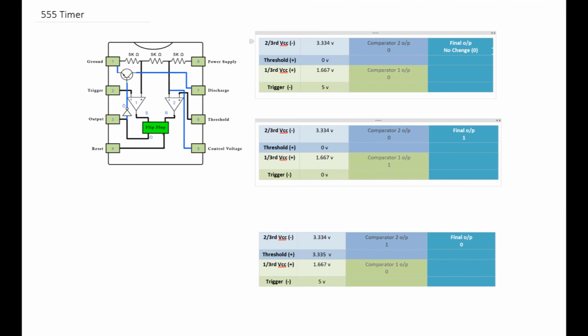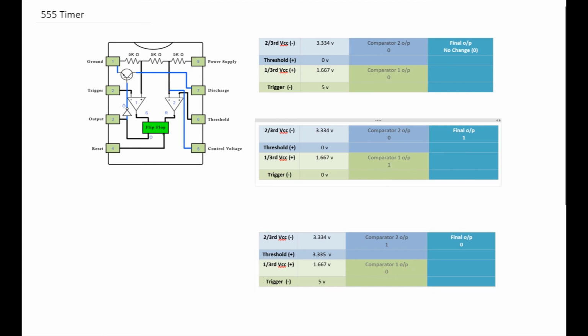So this is how we have the 555 timer, which would remain in a stable state of 0 till a trigger is provided. As soon as the trigger is provided, we come to this stage where the output would become 1 and would remain 1 till the capacitor charges enough that the potential across it becomes just a bit greater than 2 by 3 VCC.